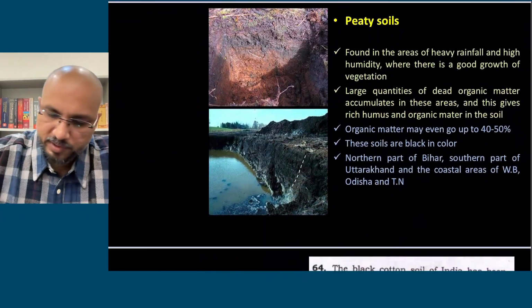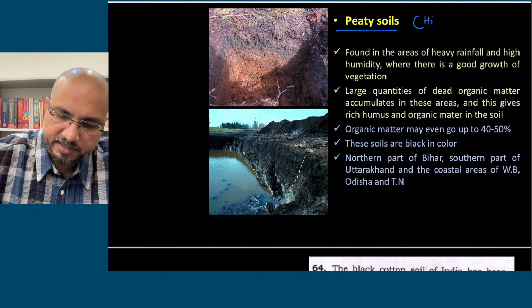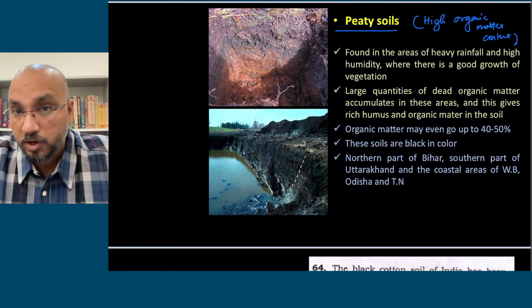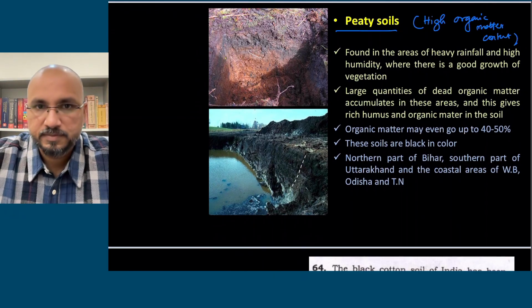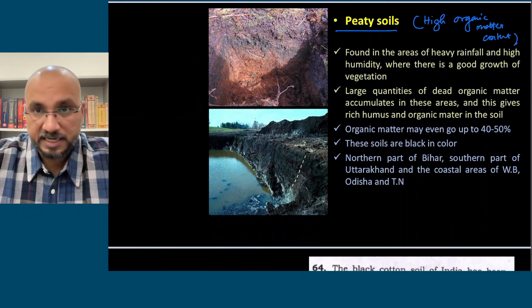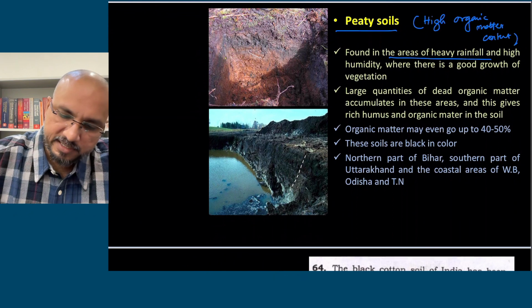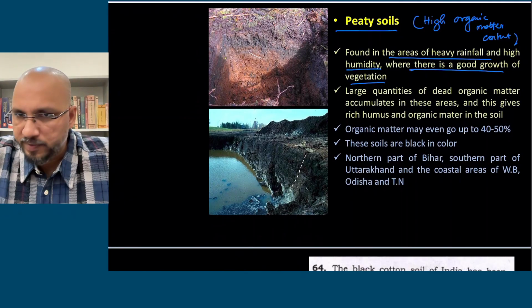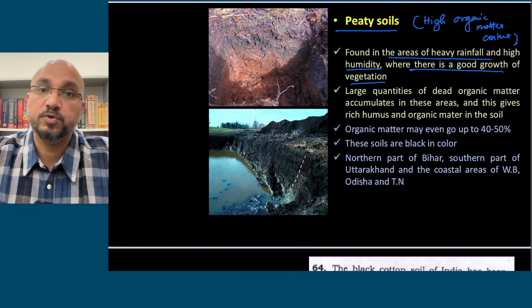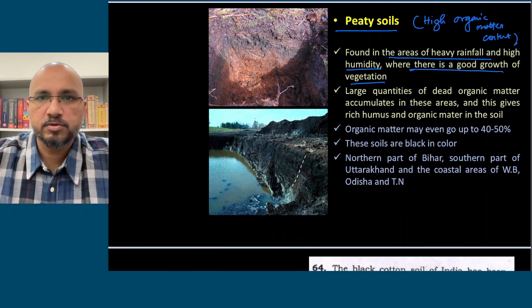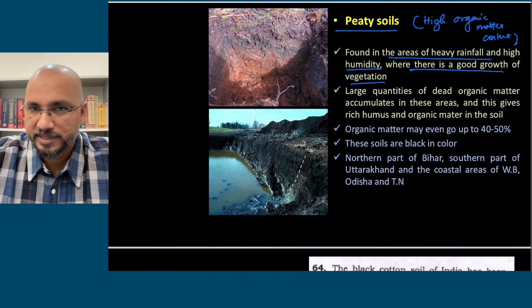Now comes to the last group, that is peat soil. So peat soil has higher organic matter content. तो peat soil इसलिए बोलते हैं क्योंकि organic matter बहुत ज़्यादा है, they are very dark in color. ये कहाँ पे मिलेगा तुमको, where rainfall is very high and water accumulates there. So they are found in the heavy rainfall areas and high humidity, where there is a good growth of vegetation. So vegetation will provide the organic matter. Vegetation grow क्यों हो रहा है, क्योंकि plenty of rainfall है, water accumulate हो रहा है, तो it is good for vegetation. And vegetation ज़्यादा है तो organic matter भी ज़्यादा होगा.